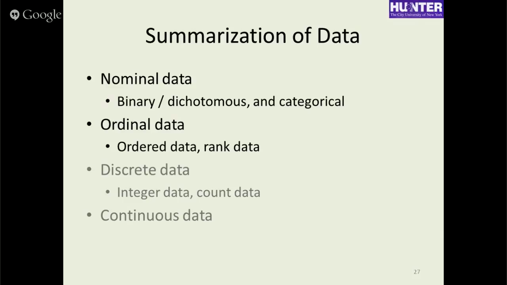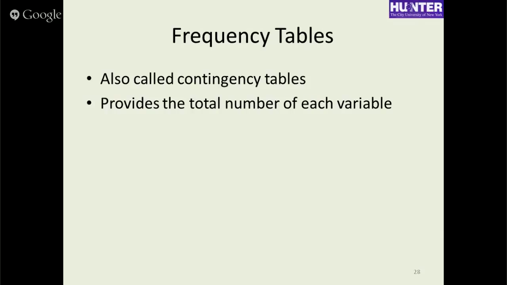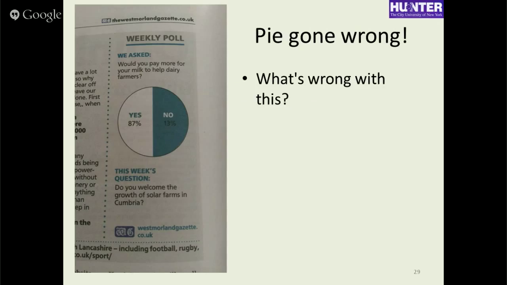I'll cover a couple that we use for nominal and ordinal data. The frequency table, also called contingency table, is all about counting up the different values that occur and providing those total numbers for each variable. It is an alternative to this, the pie chart. Can anyone tell me what's wrong with the pie chart?